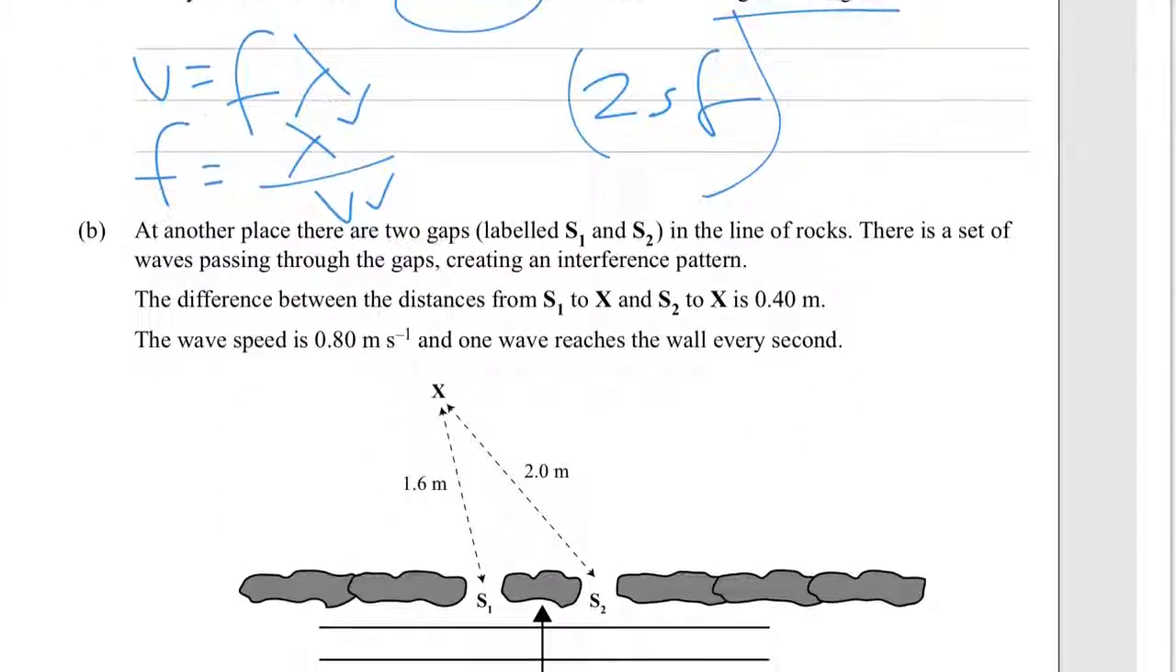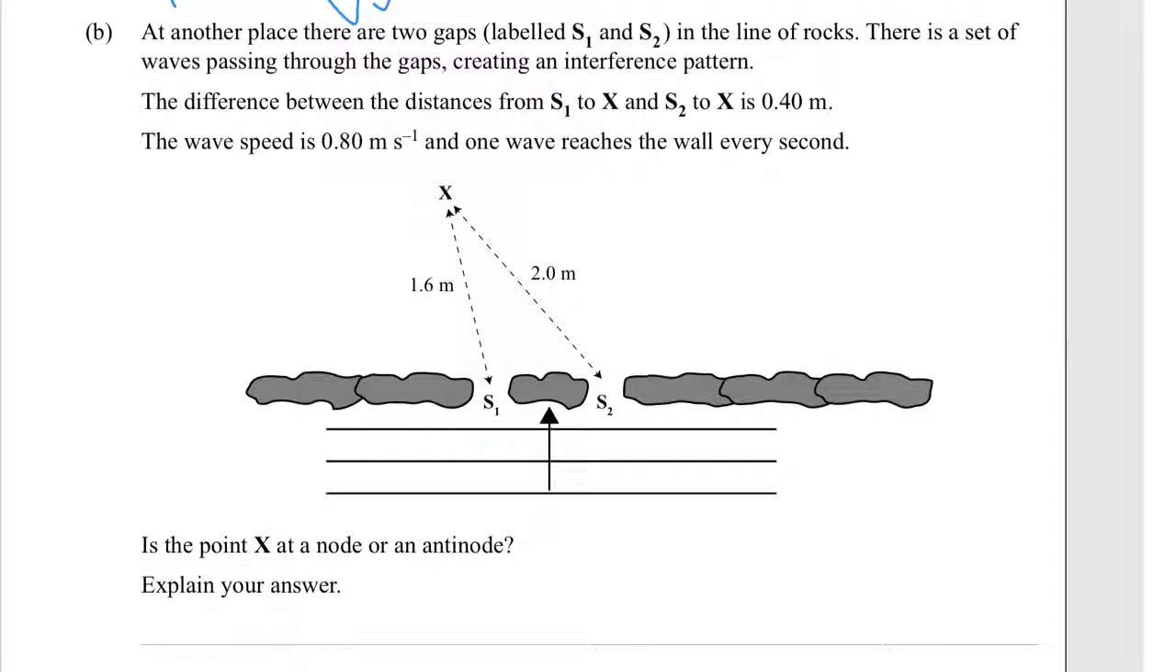B, at another place there are two gaps labelled S1 and S2, as you can see from the diagram there. In the line of rocks, there's a set of waves passing through the gaps, creating an interference pattern. As soon as you read two gaps, you should be thinking two-point source interference. That means two sources which are at a point, and it's the interference pattern for them. Difference between the distances from S1 to X and S2 to X.